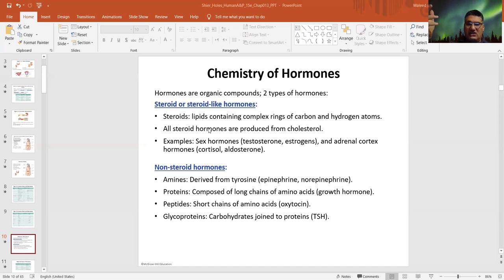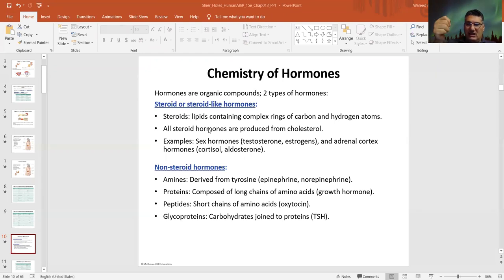On the other hand, if this is non-steroid, whether we're talking about amines like amino acids, peptides, which are a chain of amino acids, or proteins, which are a big chain of amino acids, or glycoproteins, which are also protein added with some carbohydrate, what they have in common is that they are not steroid. They cannot cross the membrane. So how is it going to work? It is going to stay outside of the cell membrane. It needs to interact with the membrane itself, with a receptor in the membrane, and then the order will go internally.